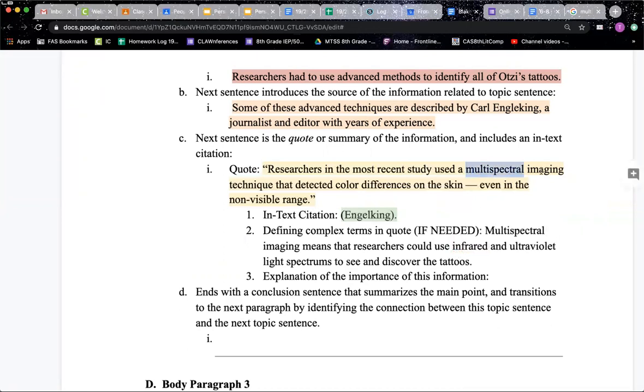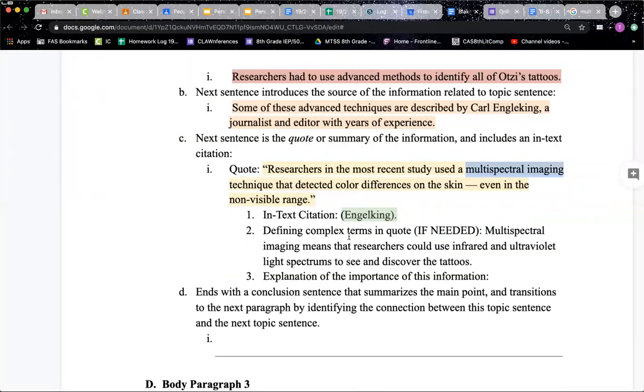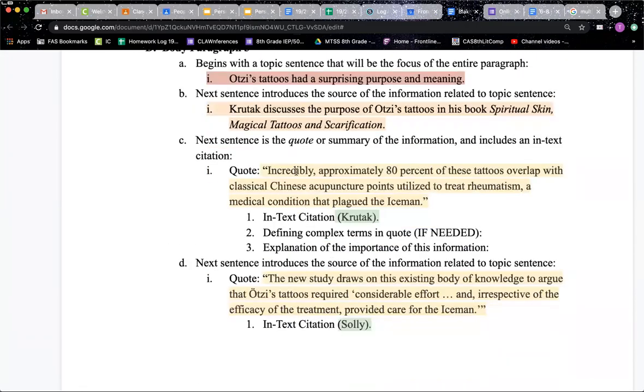So I've taken this complex term, I Googled it, I found a definition, I took that definition and I phrased it into my own words, and now I have my defined complex term. Multispectral imaging means that researchers could use infrared and ultraviolet light spectrums to see and discover the tattoos. I'm defining multispectral as using infrared and ultraviolet light spectrums. Boom, I have that defined complex term. Let's move on.